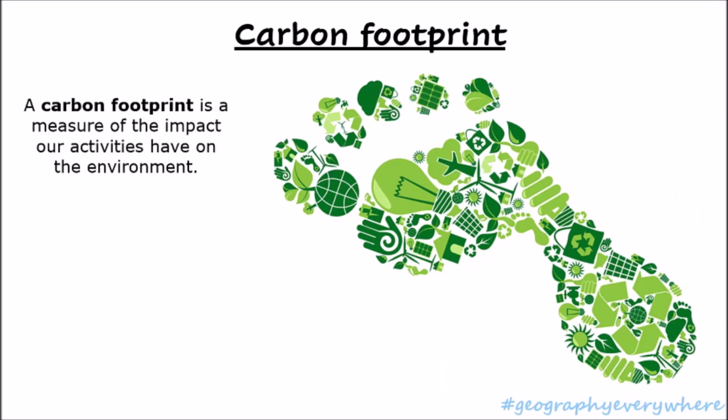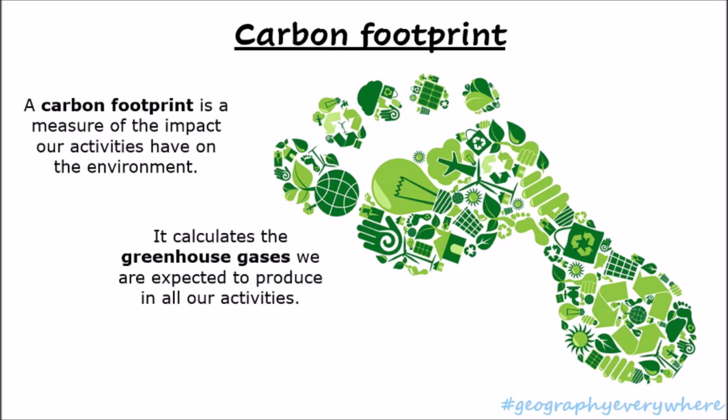So, this is the carbon footprint. A carbon footprint is a measure of the impact our activities have on the environment, like the activities we were mentioning before. It calculates the greenhouse gases we are expected to produce in all our activities. So, the carbon footprint measures the impact we have on the environment by taking all the activities that we do, such as, for example, eating a banana, and seeing all the greenhouse gases that were actually used to get the banana to us, or all the greenhouse gases that were actually released when we took the car from home to work or from home to school.